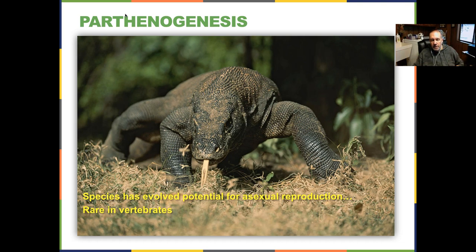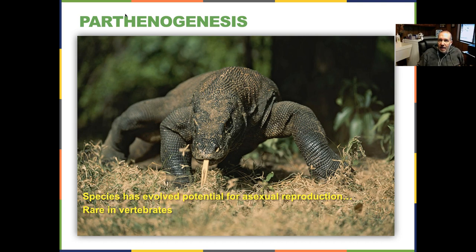The one thing that I want to touch on here is this process called parthenogenesis, which is just a weird thing that certain living things have evolved the capability to do. There was a Komodo dragon in a zoo. I don't remember exactly where it was in the world, but it was a female, and it was the only Komodo dragon in the entire enclosure. And at some point, the zookeepers found that it had laid eggs.